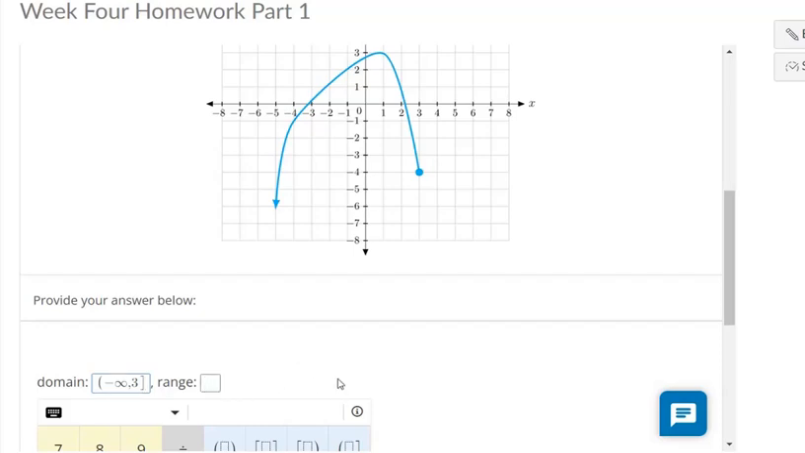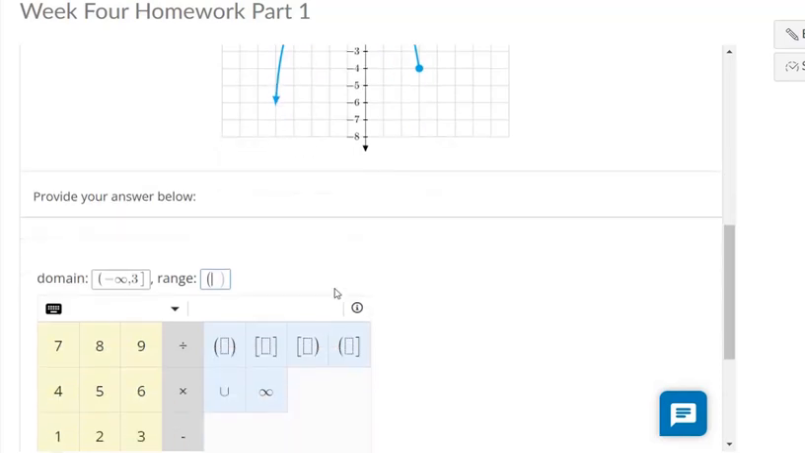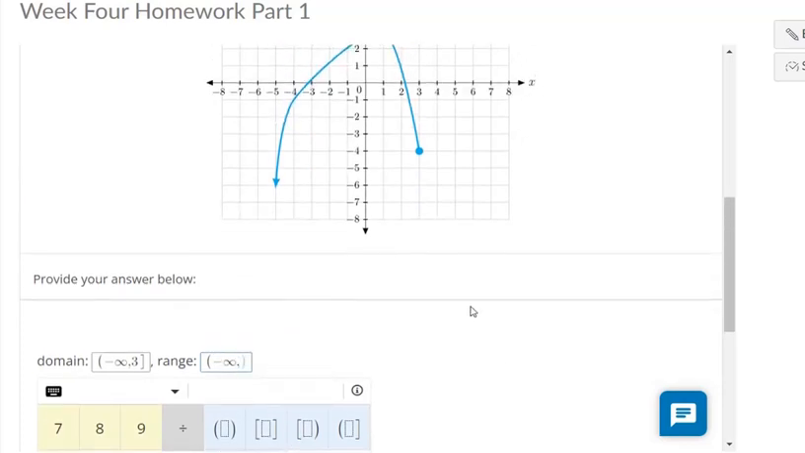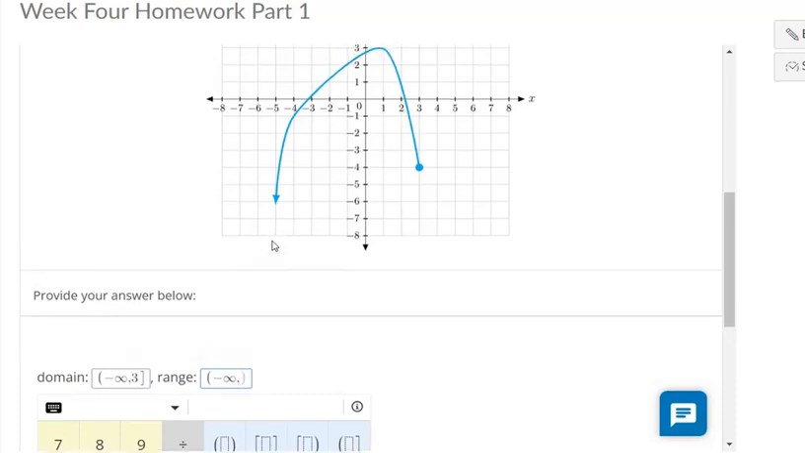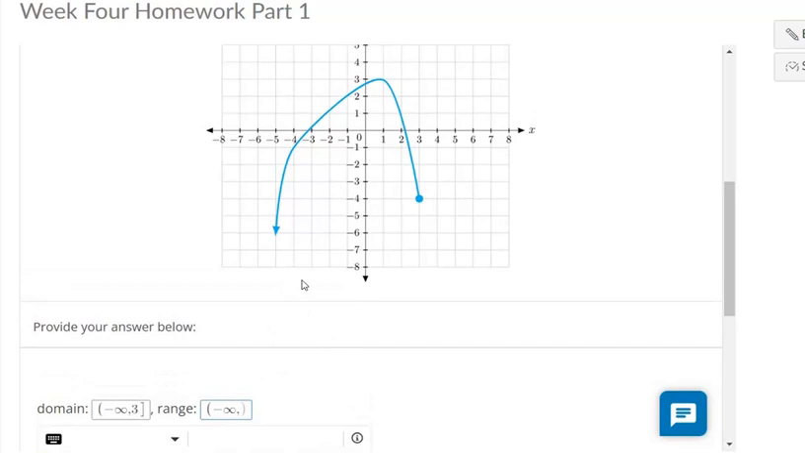The range represents all the possible y values. So y equals -5 is possible. That's a part of the graph. Y equals -6 is possible. And there's an arrow, so that means it just keeps going down and down. So -infinity is the lower bound. I guess that's not the right math word to use though, but there is no lower bound because we keep going down and down. So that's why we're using -infinity for the starting point.